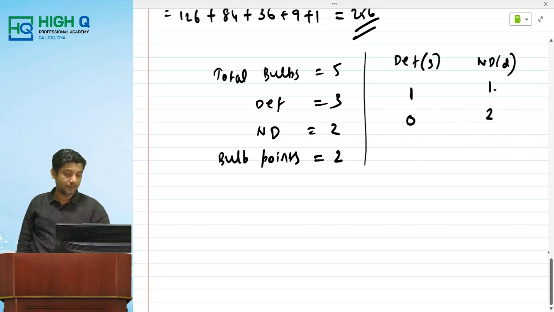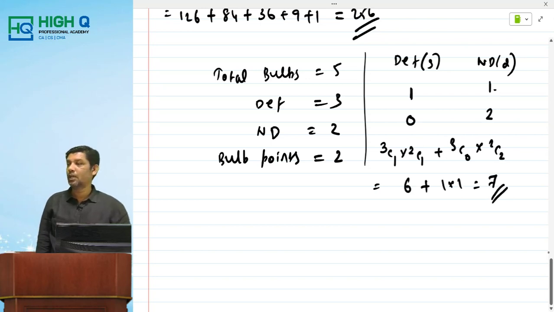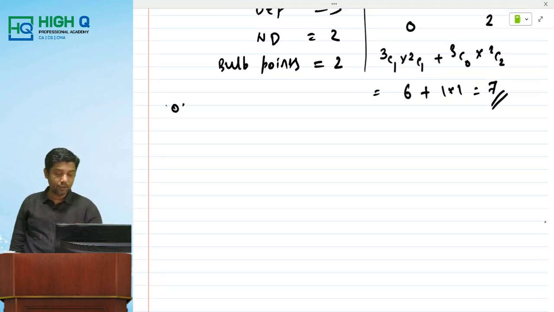Now give me the answer. 3C1 into 2C1 plus 3C0 into 2C2. 3 2s are 6, plus 1 into 1. Is it 7, my dear? Total how many ways? 7 ways. This is one way. The other way is what you know?